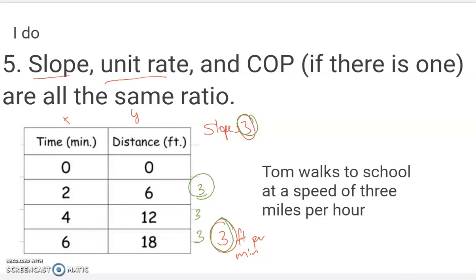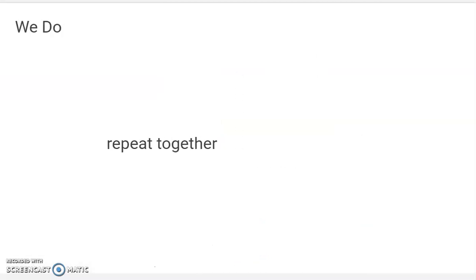In a verbal representation, you'd even see it there, 3 miles per hour. That's the slope, and it's obviously the unit rate because it's written there. All 3 the same thing. That is 5 things we've learned about slope. Let's write them down together.